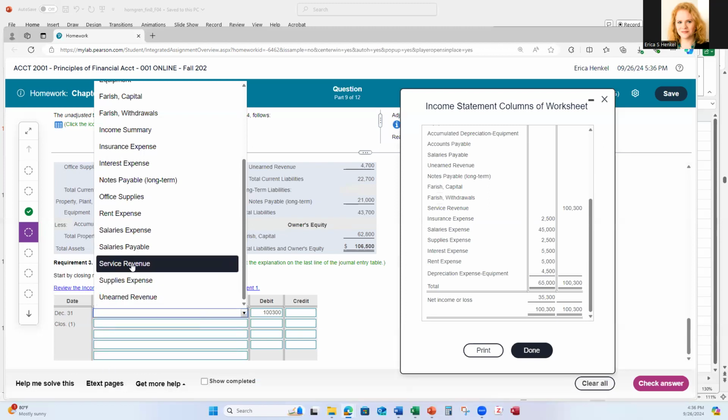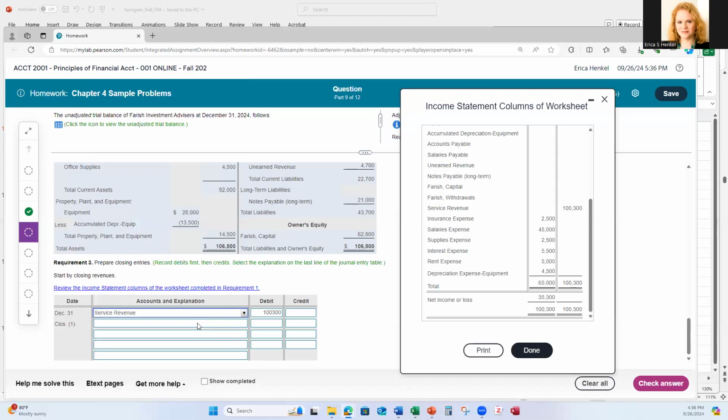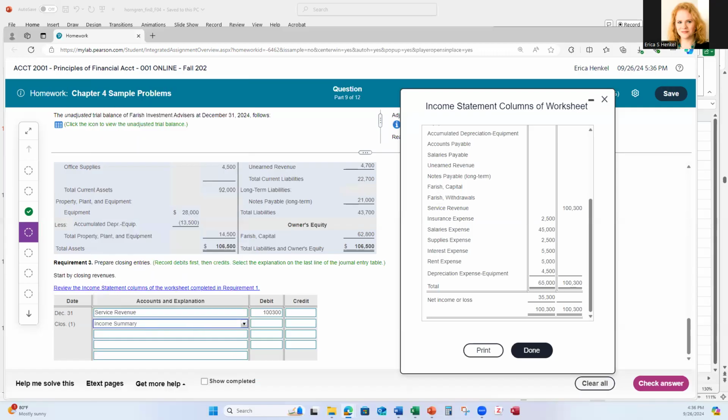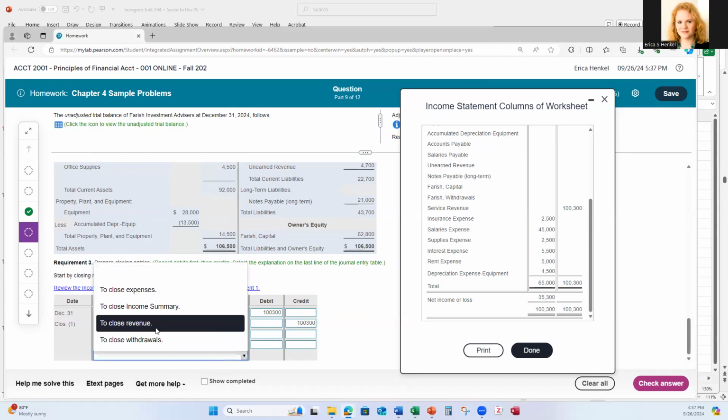Service revenue, that's what I'm looking for. Debiting service revenue, and then we're going to credit that to a temporary account called income summary, right? And for income summary, please watch the What is the Closing Process video if you have not yet, because you need that to understand why we're doing this. Basically, we just have this plug account, income summary, that we're going to shove all of our temporary account balances into in order to zero out all of our income statement accounts so that they're fresh and empty and ready to record income and revenue for the next financial statement period. All right, so to close revenue here.